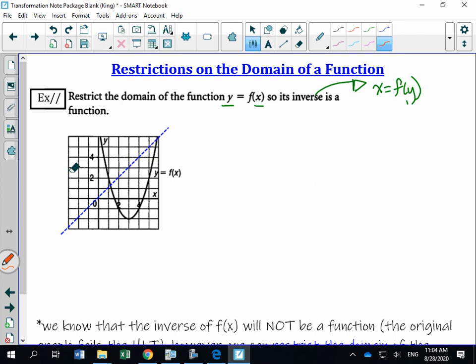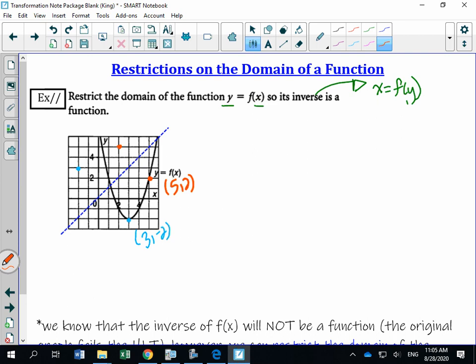So let's actually just quickly illustrate that. Let's take the vertex here. So the vertex is 3, -2, and the inverse is going to be -2, 3. Okay, so that's where the vertex will be. And then I'm going to take some points. So let's take this point here, and that point is 5, 2. The inverse is going to be at 2, 5. So 2, 5 would be there.